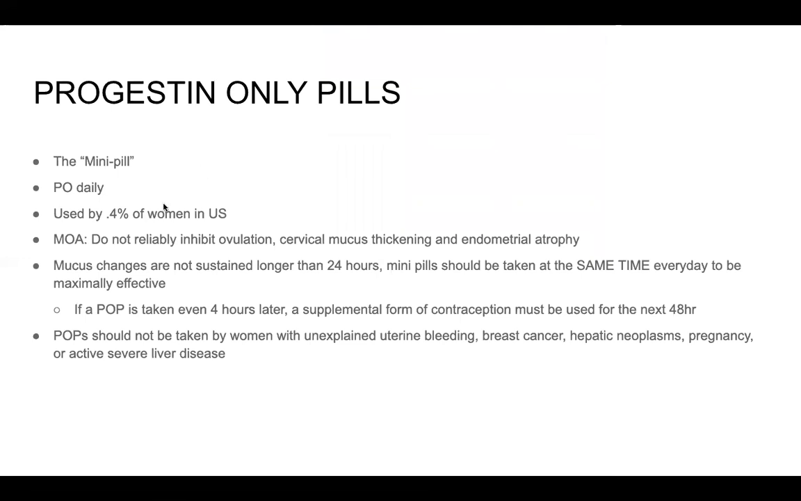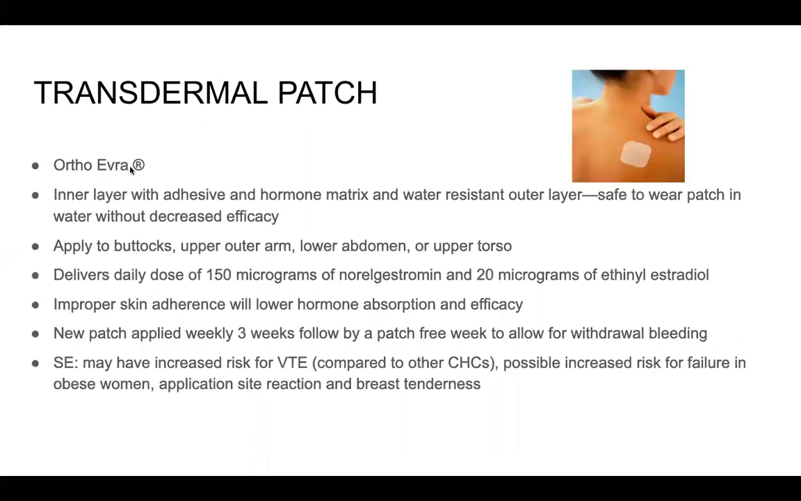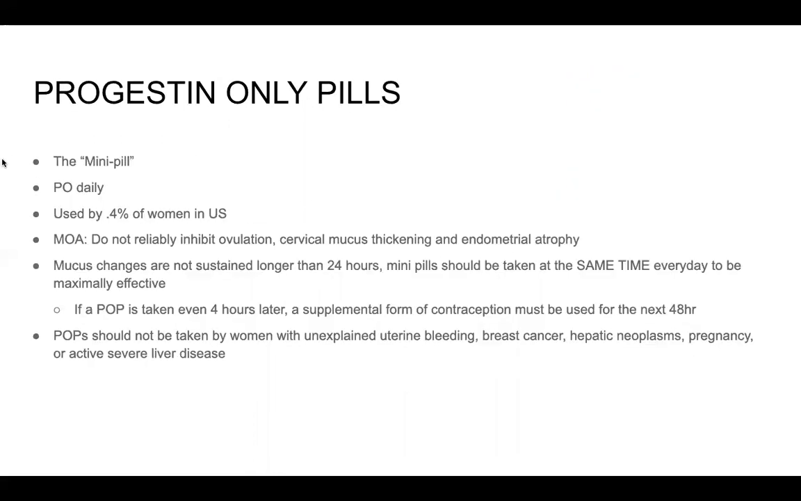So moving on, we have the progestin only pills. These are helpful for people that cannot get estrogen. It's not super common. As you can see, 0.4% of women in the US use this. Mechanism of action is they do not reliably inhibit ovulation; they work through cervical mucus thickening and endometrial atrophy.